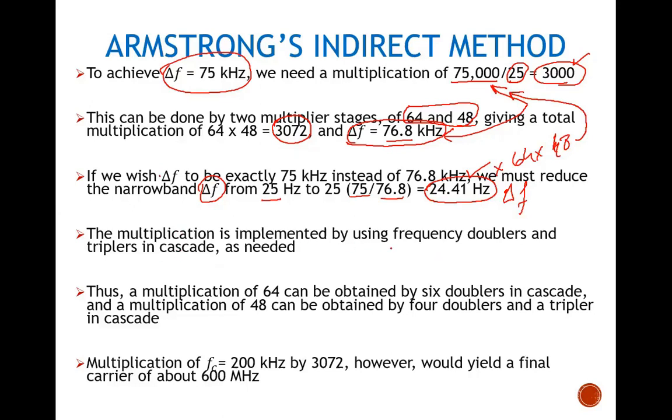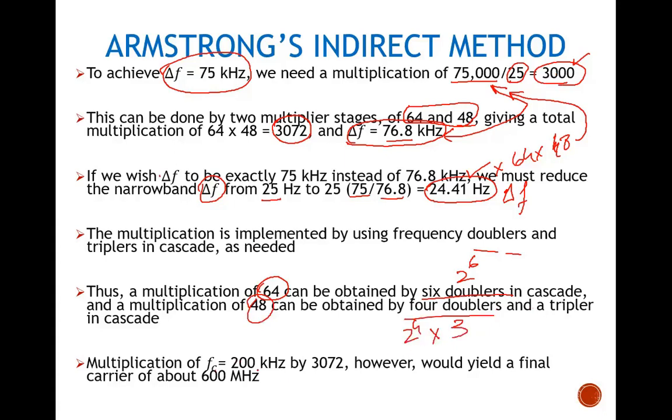Multiplication is implemented by using frequency doublers and triplers, as discussed before. So multiplication by 64 can be obtained by 6 doublers, which gives us 2 raised to the power 6. And then we can have a multiplication by 48 as well. This can be obtained by 4 doublers, so 2 raised to the power 4, multiplied by a tripler, times 3. So that gives us 48.